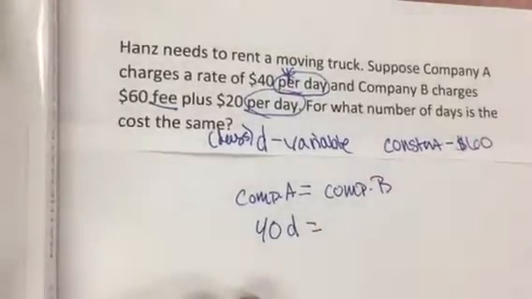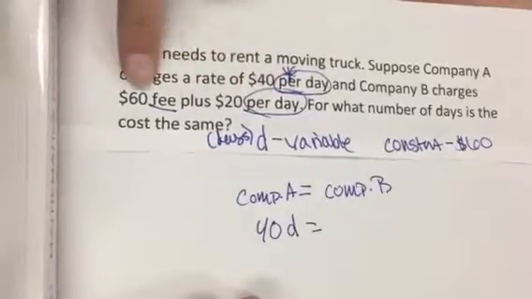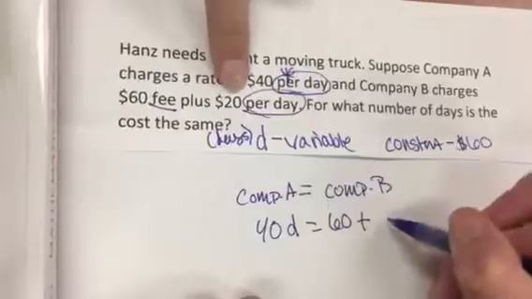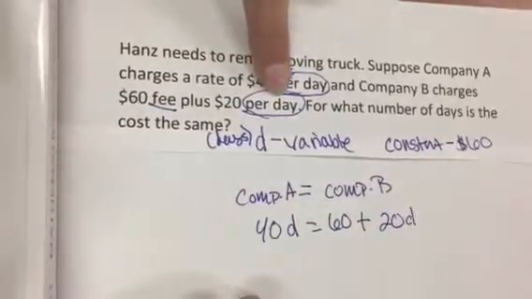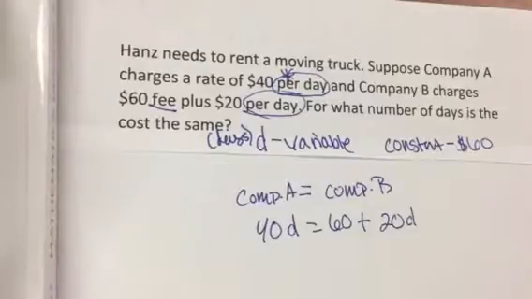Now, company B charges $60 fee plus 20 per day. So you can write it the way you see it. You can write 60 plus $20 per day. Done. Wow, that was easy. Super easy. Looks goofy to me still.